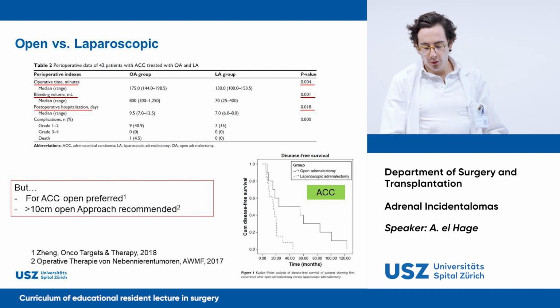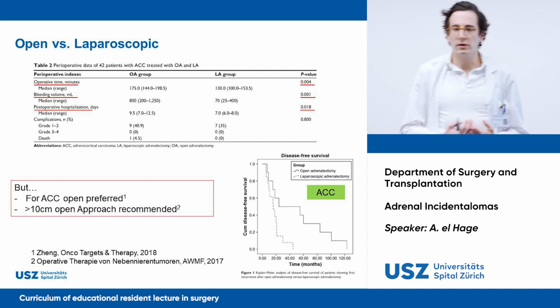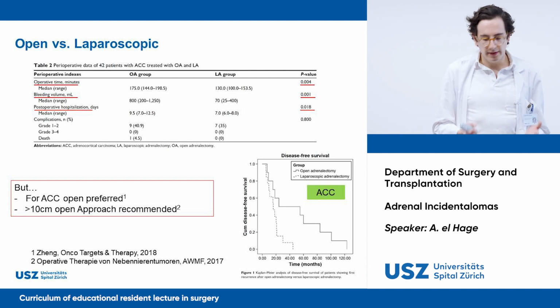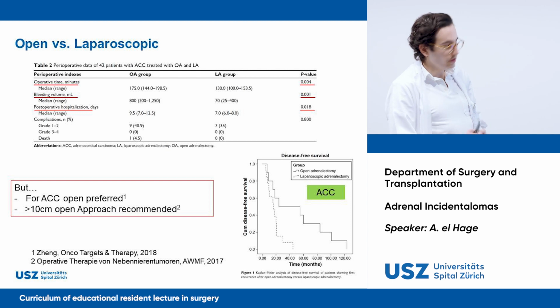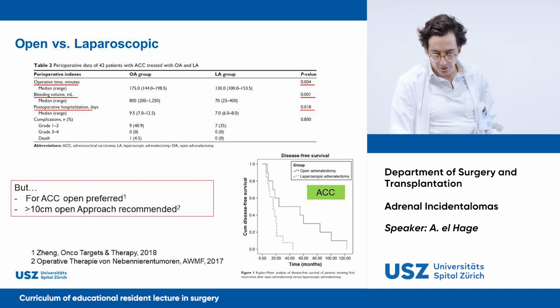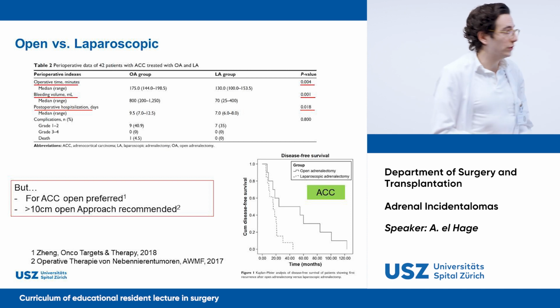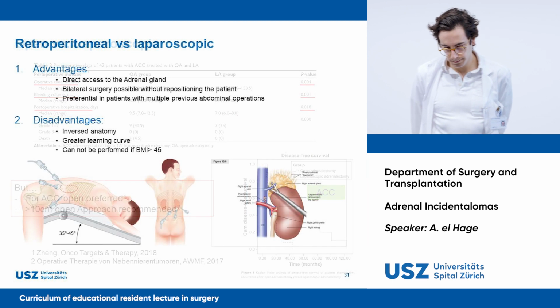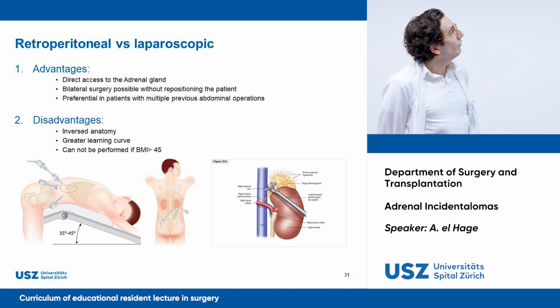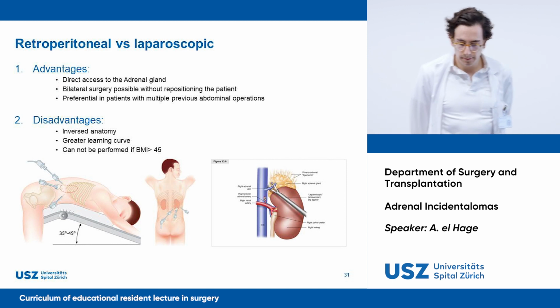Well, when removing an ACC, what is important is that the capsule remains intact, and that is much more likely with an open approach than laparoscopic. You can see in this study on the left side that the disease-free survival was much better, was higher, in the open approach in comparison to the minimally invasive approach. Now let's compare retroperitoneal versus laparoscopic.